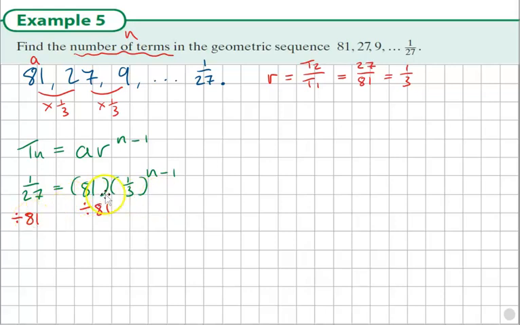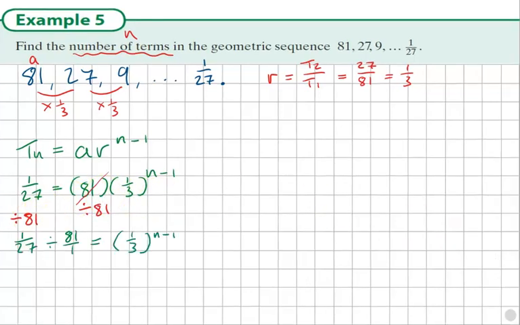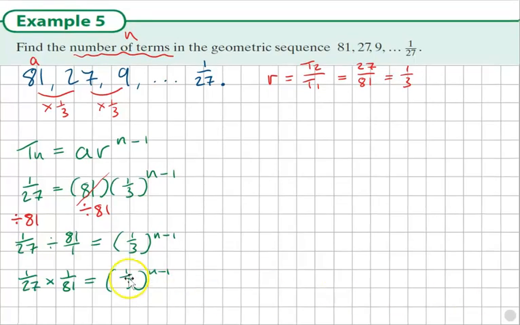So dividing both sides by 81. So we have 1/27 divided by 81/1. And that's equal to a third to the power of n minus 1 because the 81s will cancel on the right of the equal sign. Dividing fractions, the rule is we turn the second fraction upside down and then we multiply. So we're going to do top by top, bottom by bottom. So it's going to be 1 by 1 and 27 by 81. And that still just gives us a third to the power of n minus 1.